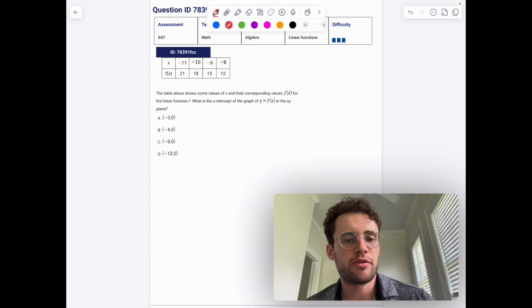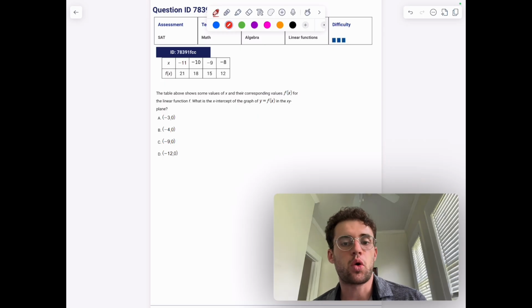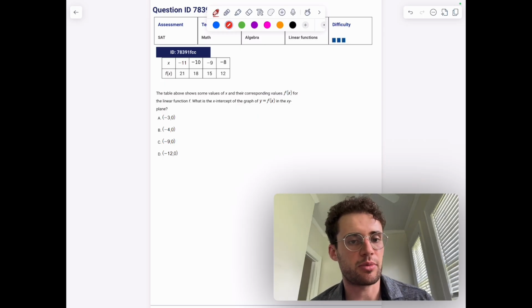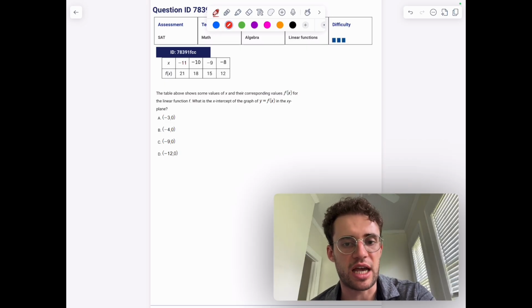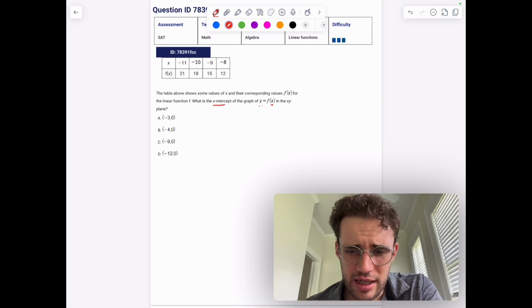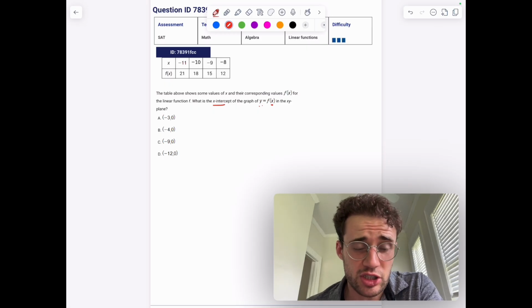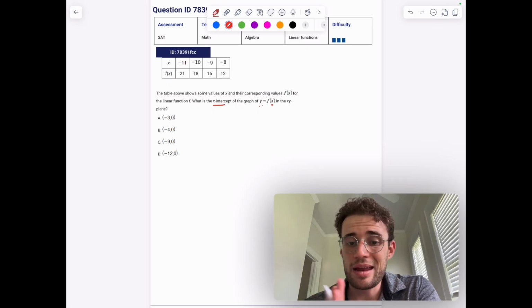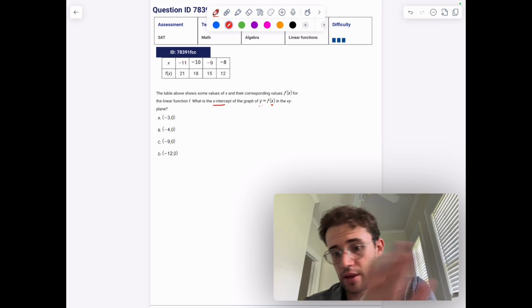The table above shows some values of x and their corresponding values of f of x for the linear function f. So it's the inputs x, the outputs f of x. What is the x-intercept of the graph of y equals f of x? So the x-intercept is when y is equal to 0. So basically when f of x is 0, what's x in the xy plane? What we can do to find this is just find the equation using the information they gave us, and then plug in 0 for the output, and then solve for x that way.